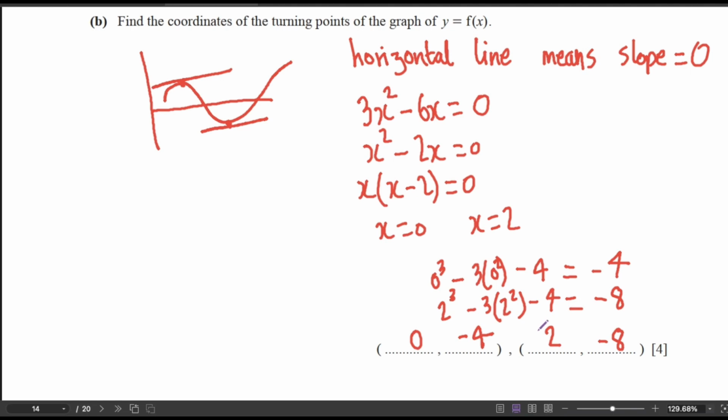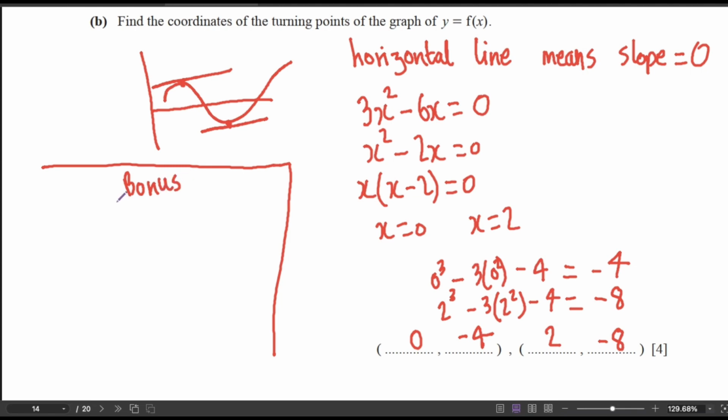And you have to make sure that you match the correct coordinates. You can't do 2 and negative 4. You can't do 0 and negative 8. You have to make sure that you match what's happening. Let's do a bonus section actually. Let's call this bonus.